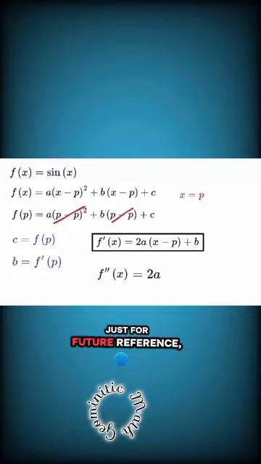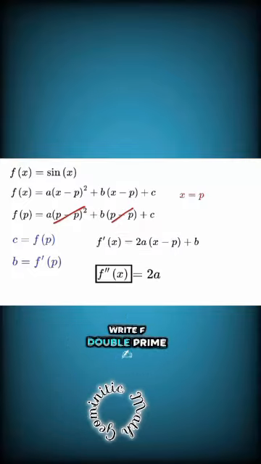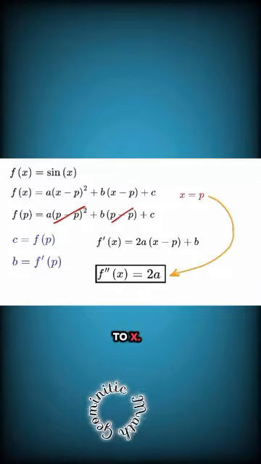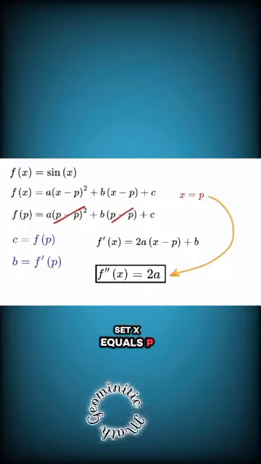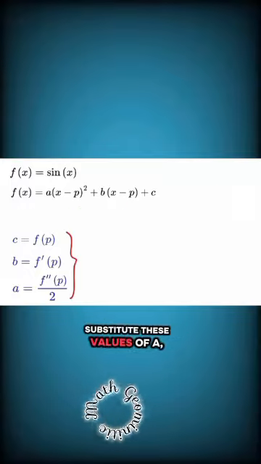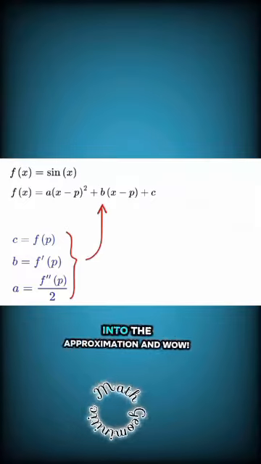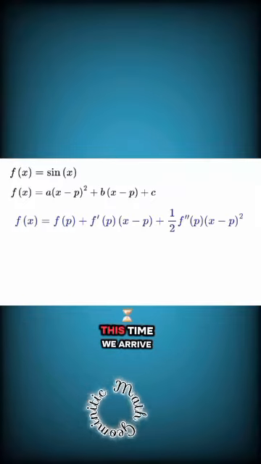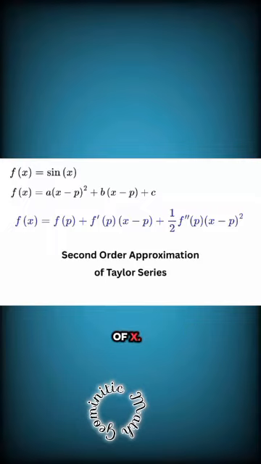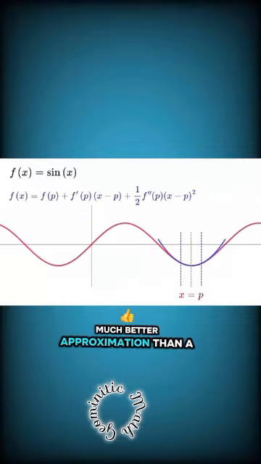Just for future reference, note that we will write f double prime for the double derivative of f, and f with n inside the bracket in the superscript like this for the nth derivative of f of x with respect to x. Now again, set x equals p, and then divide by 2 to get a as f double prime of p over 2. Substitute these values of a, b, and c back into the approximation, and wow, this time we arrive at the second-order Taylor approximation of f of x. The result is a much better approximation than a straight line.